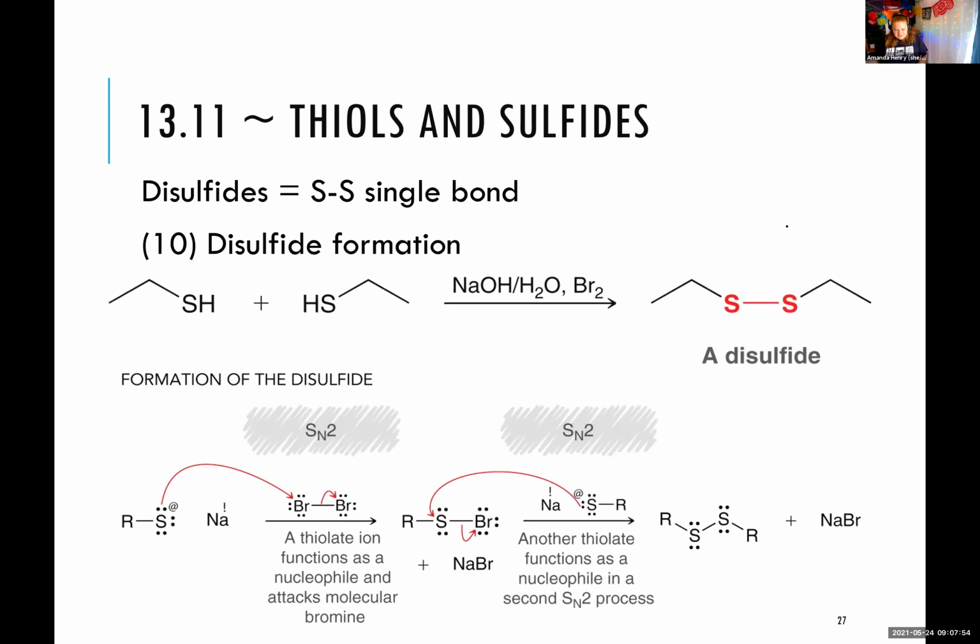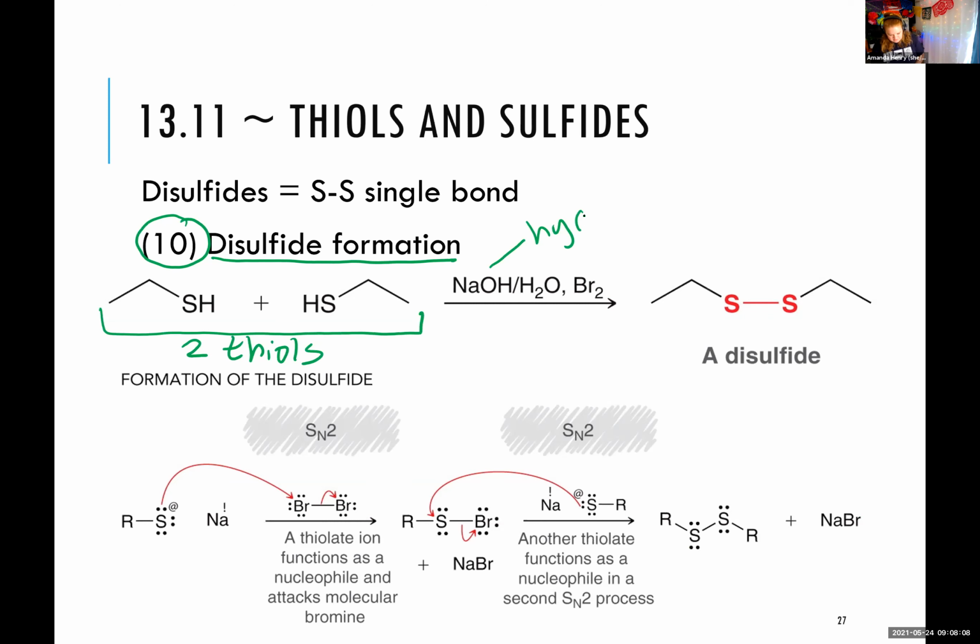So the first one is to make a disulfide bond. This is reaction number 10. We're taking two thiols, reacting them with hydroxide and water and some bromide, and we make a disulfide. A disulfide is literally just two sulfurs bonded together.